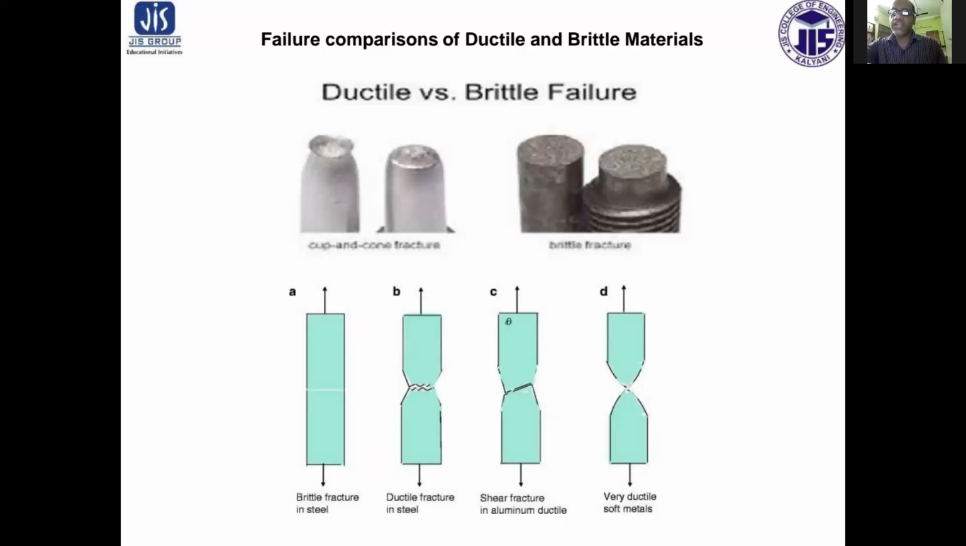So in this figure, the failure comparison of ductile and brittle material is shown. In case of ductile failure, cup and cone fractures are preferred, and in ductile material we can see that cup and cone fracture occurred. In case of brittle material, brittle fracture occurred and there is no sign of yielding or necking of the material, as we can see in case of ductile material.